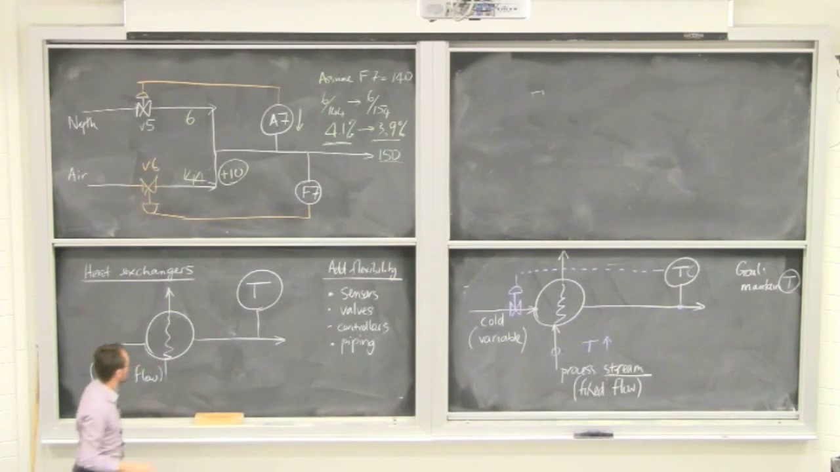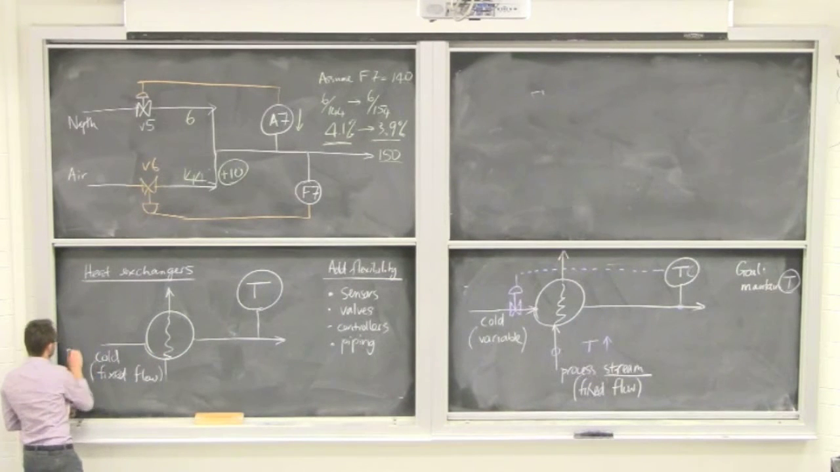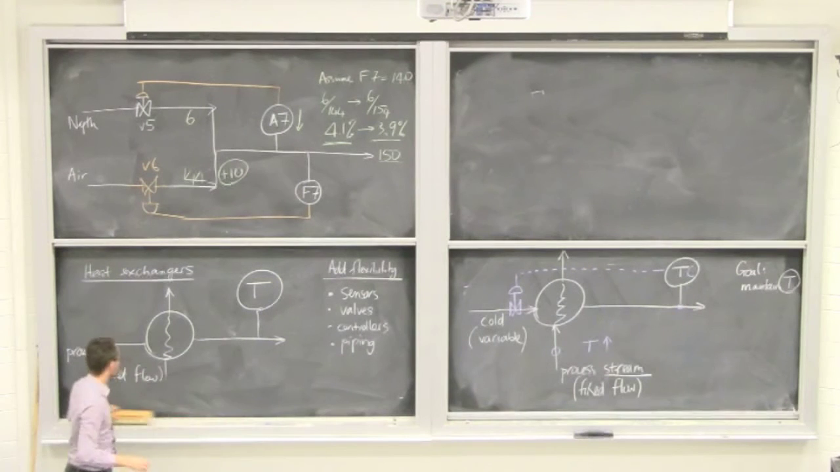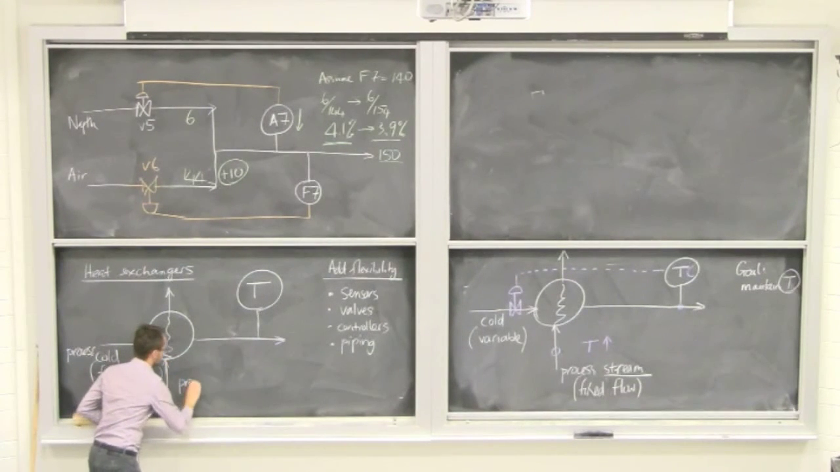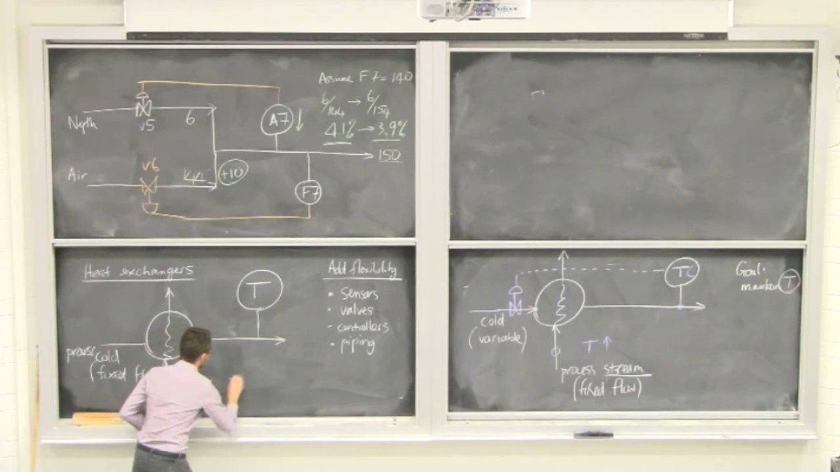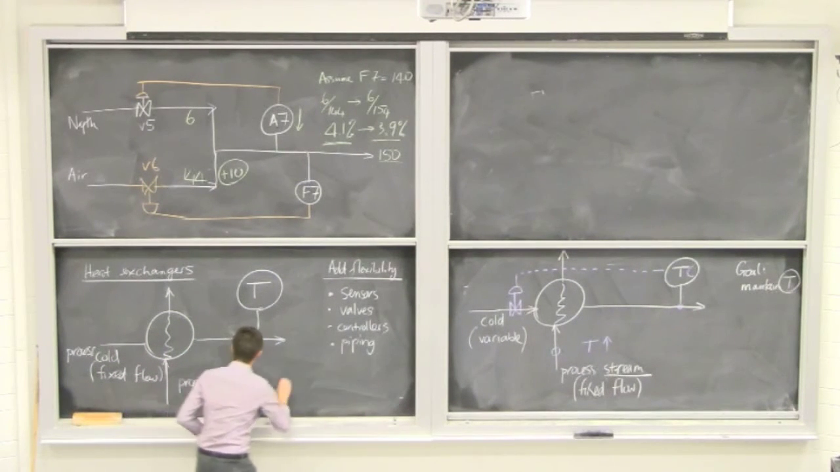So we now need to control that temperature. This is a process stream that's cold. We cannot manipulate its flow. Coming in, we're going to exchange heat with another process stream elsewhere on the flow sheet. We're going to cross paths through a heat exchanger.